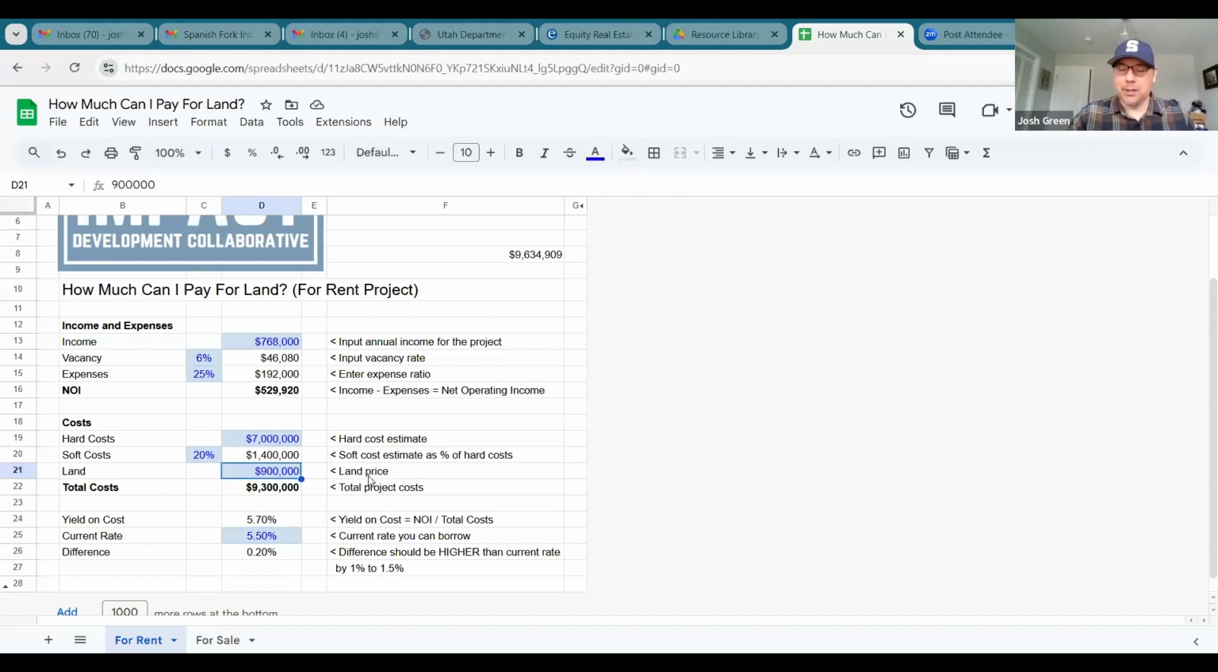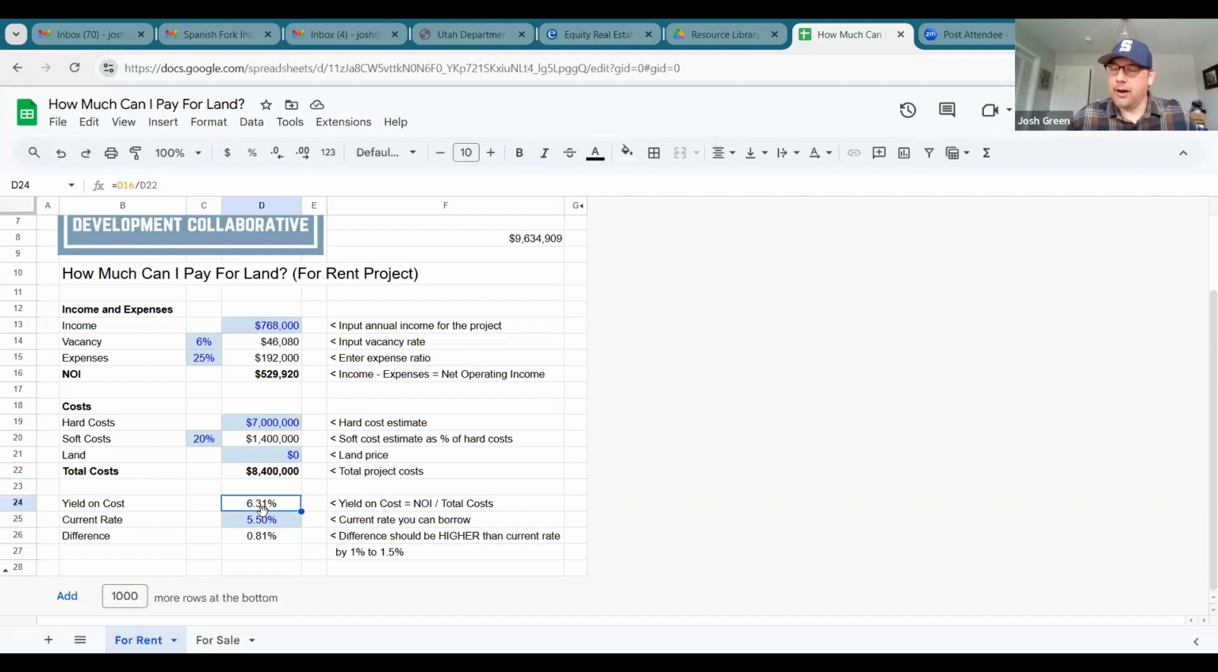Okay, so now we can start playing with the land. What would this need to be to make it work? We can start going down, and you'll find it's going to take quite a bit. We could probably put in 0 here, and we still don't get there. So this is one of the challenges of trying to do deals today: with costs where they are and cap rates where they are, it's hard to get that kind of spread on a development deal for a rental project.